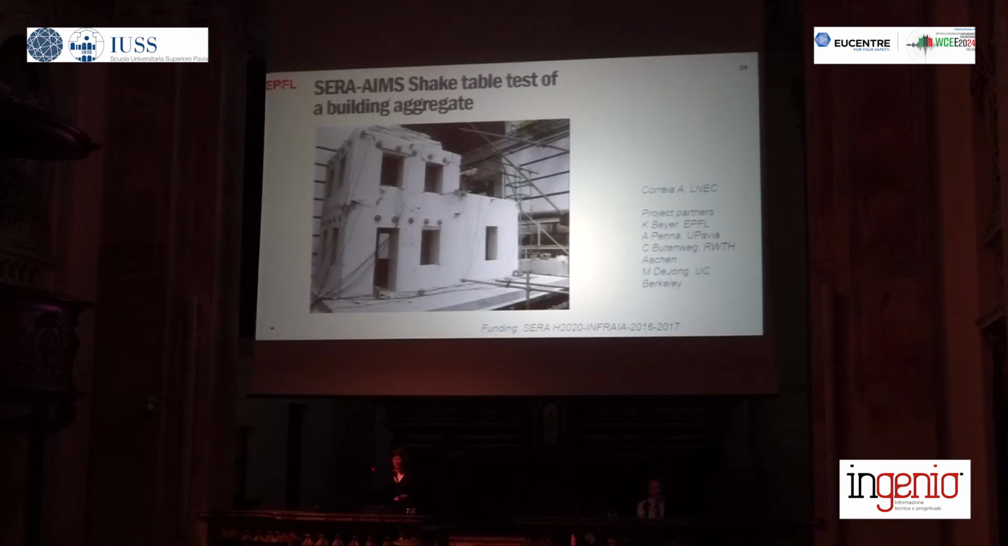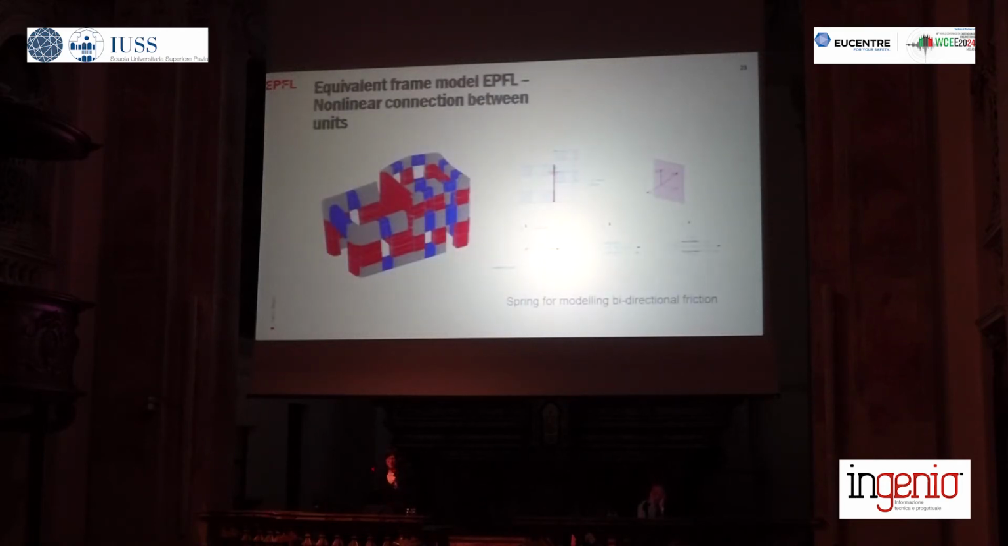So when we modeled that building, we used the same modeling approach as before. The only thing that we developed really specifically for this aggregate was a nonlinear connection element for the connection between the units. So this is now basically a spring for modeling the bidirectional friction between the 2 units that we used to connect the lower unit to the higher unit.